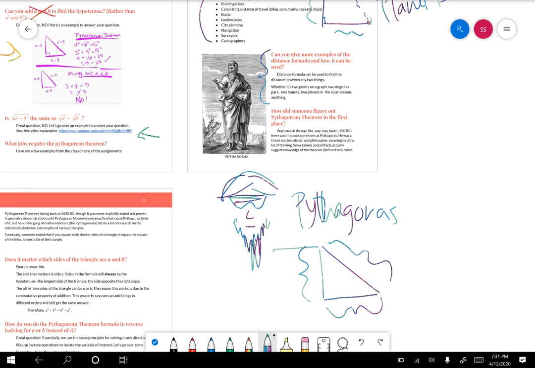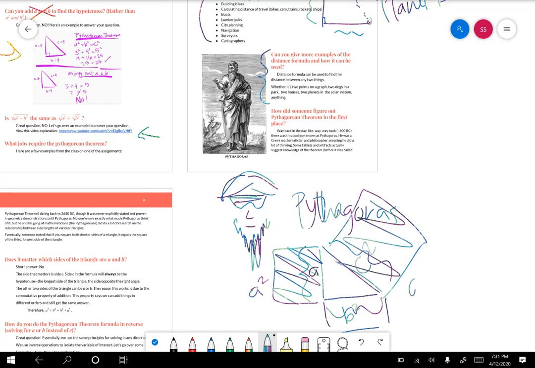Right? He proved that if you find the area of the square coming off side A, so the area of side A, which area of a square would just be that number squared, so A squared, and you added it to the area of the square coming off side B, so B squared, it would equal the area of the square coming off side C, right? So we have A squared plus B squared equals C squared. So he found out a way where if we know the side lengths of A and B on a right triangle, we can find side C. Okay.